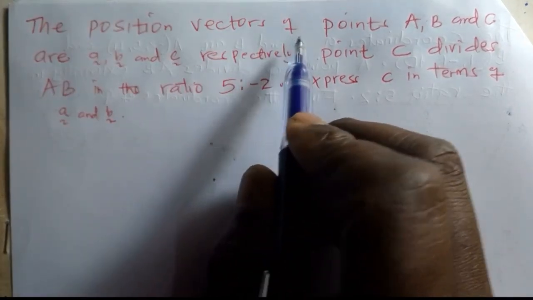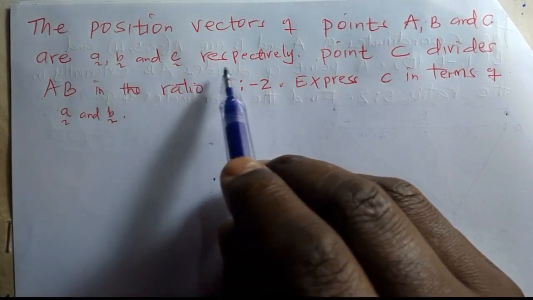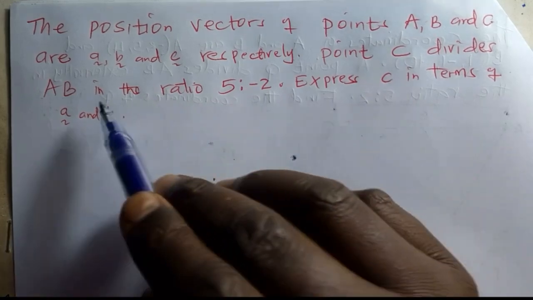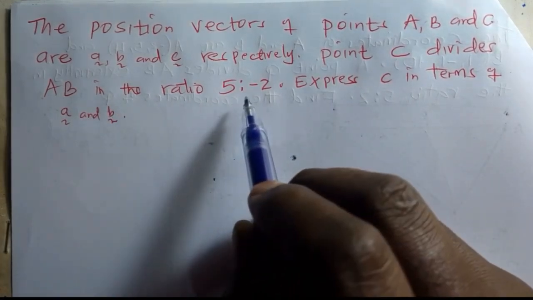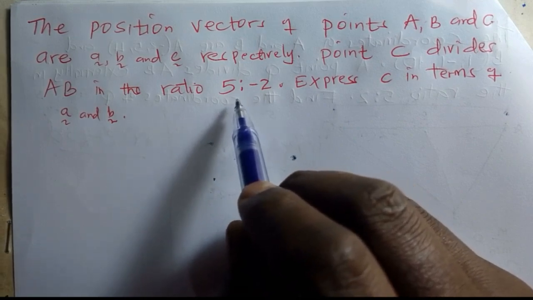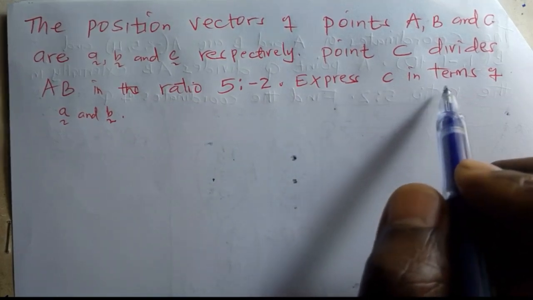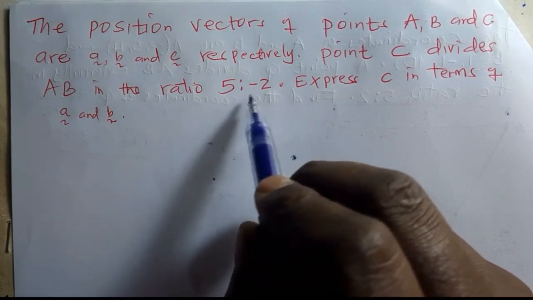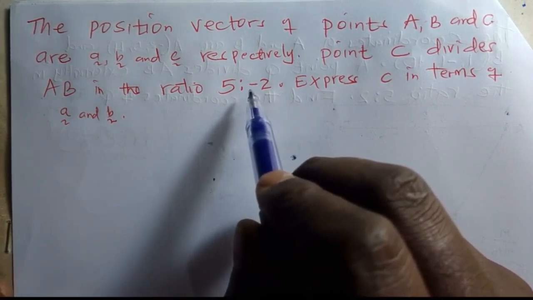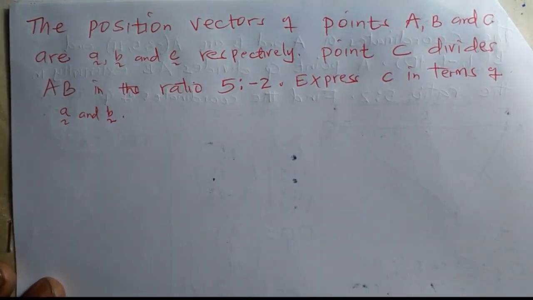The position vectors of points A, B, C are a, b, and c, respectively. Point C divides AB in the ratio 5 to -2. Express c in terms of a and b. So when it is dividing like this, it is external division. Let's try to sketch the diagram.